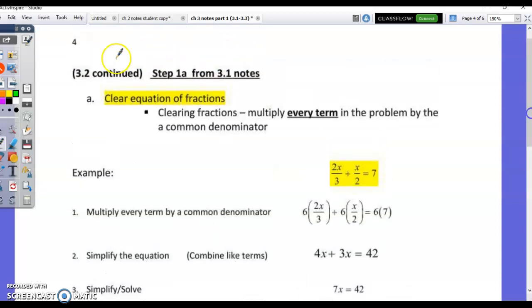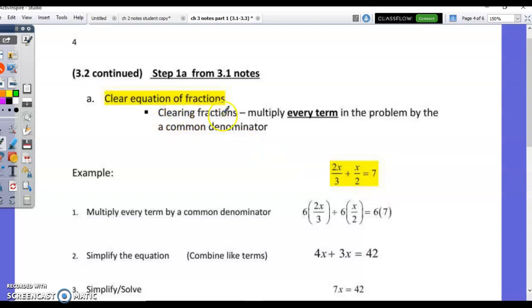Okay, so in this section we are going to continue with solving for an unknown variable, but this time the problems are going to have fractions in them. So how do we clear fractions? That's what we're going to cover here. We're going to take these nasty problems that have fractions and make them look like problems without fractions.